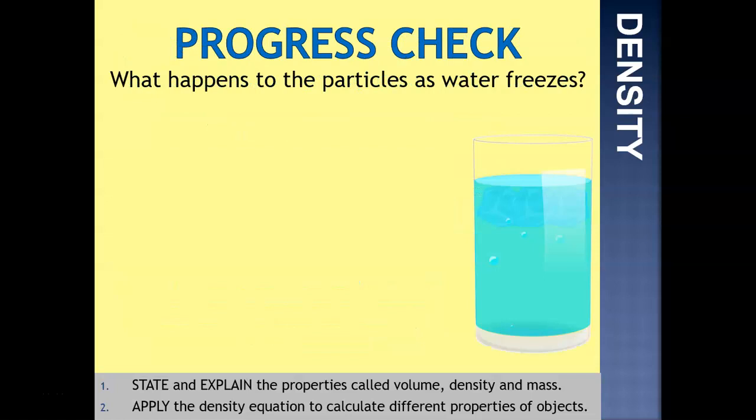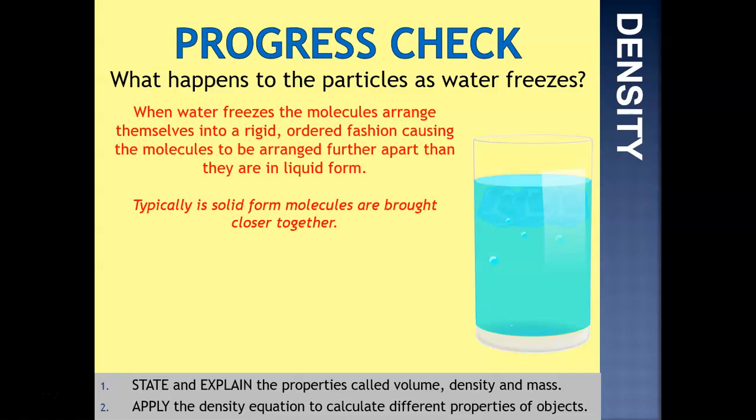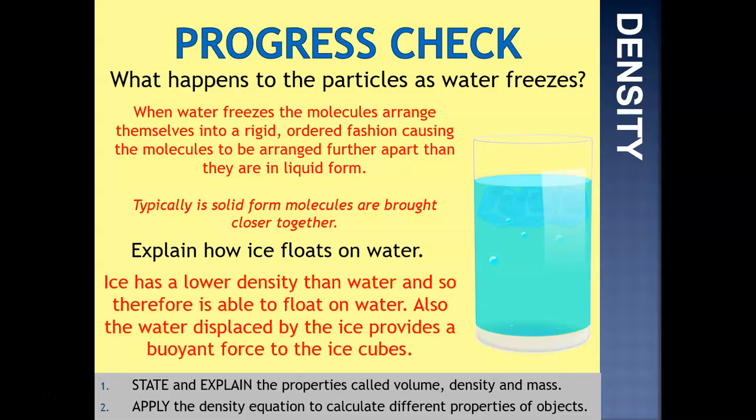Quick progress check. What happens to particles as water freezes? If we look at that diagram, what's the ice doing? The ice is floating on top. So when the water freezes, the molecules arrange themselves into a rigid, ordered fashion. This means the molecules in ice are further apart than if they're in liquid form. Now that's counterintuitive. Normally in solid form, molecules are brought closer together. Ice floats on water because it is less dense. The water displaced by the ice provides a buoyant force to the cubes. And another aspect of this is that the ice also has air trapped in it, which makes it less dense than water.